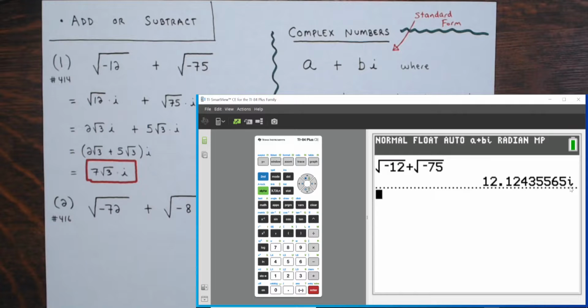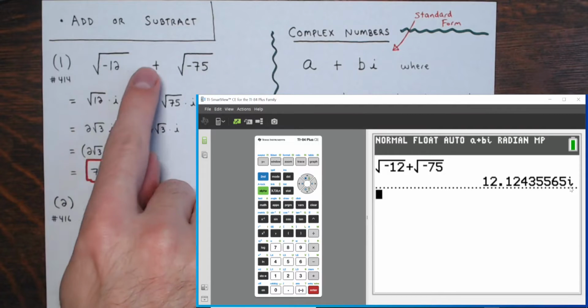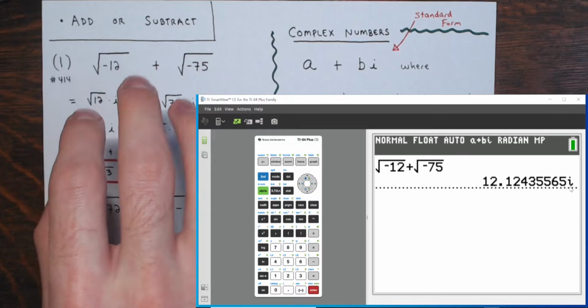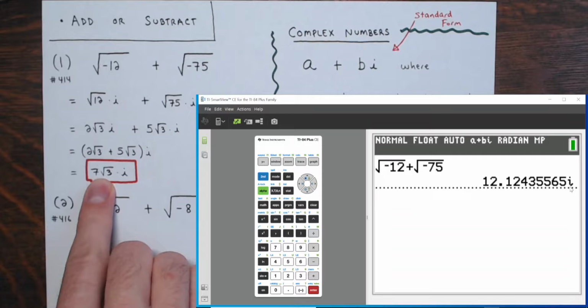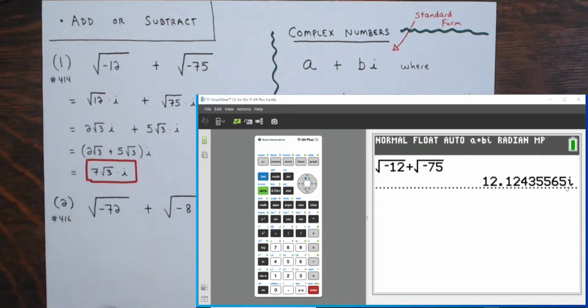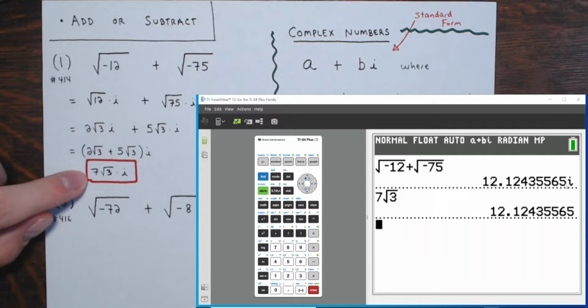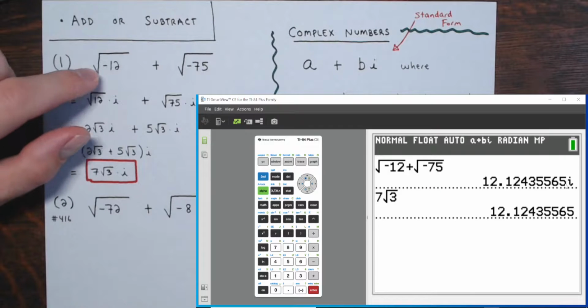See, 12.12435565 times i. Now let's see. That was the square root of negative 12 plus the square root of negative 75. It's 12.124i. We put here that this should be 7 times the square root of 3 times i. Well, let's see what 7 times the square root of 3 is. And look at that. It's 12.12435565. It's this number, but then times i. We needed i there. So we're correct. This 7 times the square root of 3 times i is equivalent to the square root of negative 12 plus the square root of negative 75.